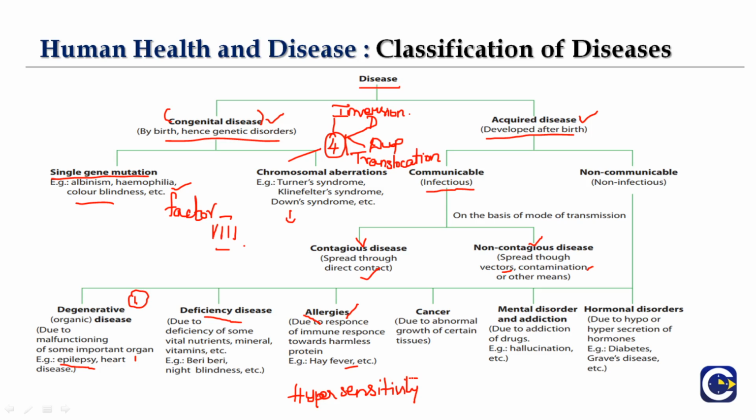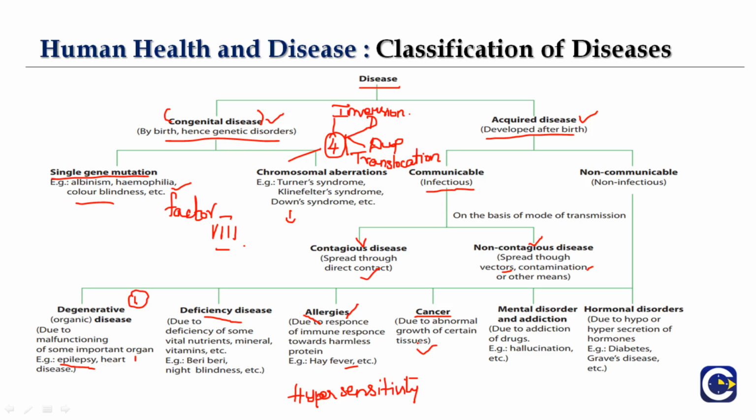Again, this is not transferred from one person to another. Cancer, and this is once again non-contagious, is due to abnormal growth of certain tissues. And when it comes to cancer, you have two types of tumor. One is benign and the other is malignant. Benign should not be a problem because they are the normal tumors that come in your body and they vanish. Malignant is serious because that is called cancerous tumors.